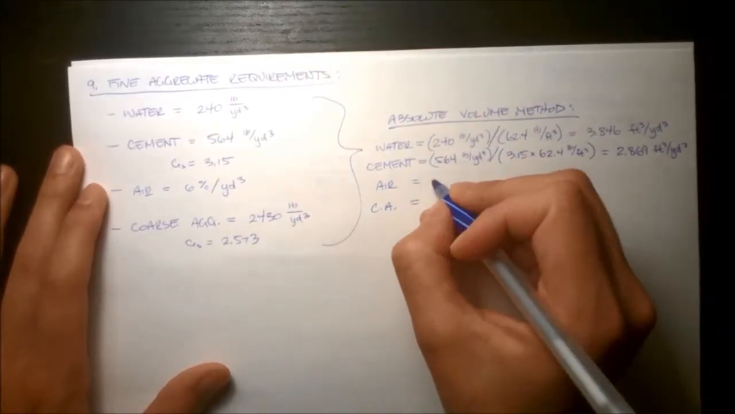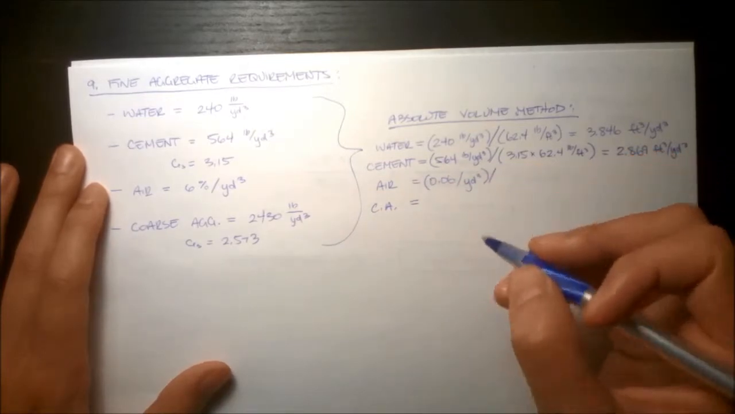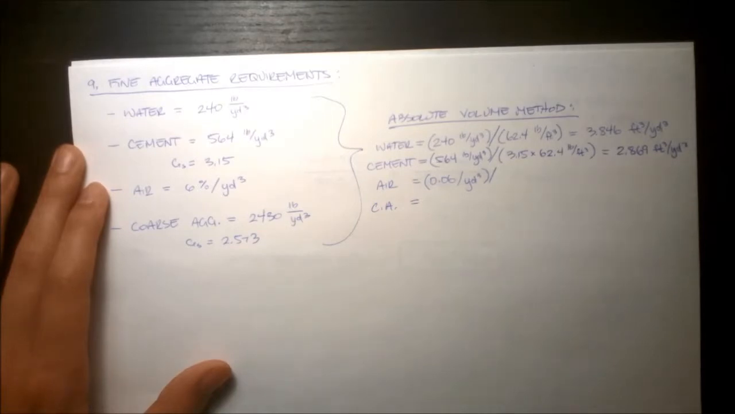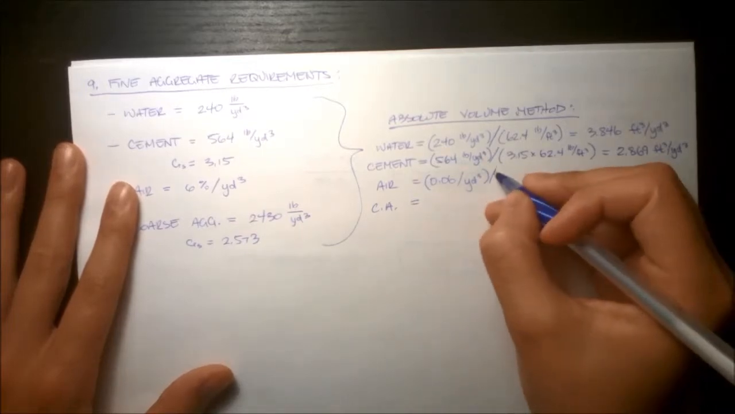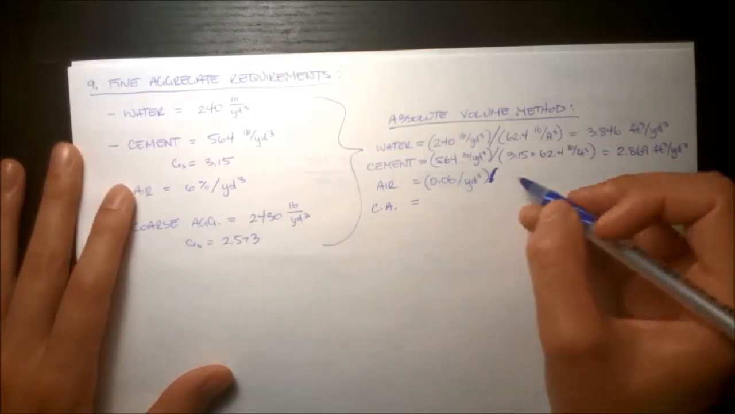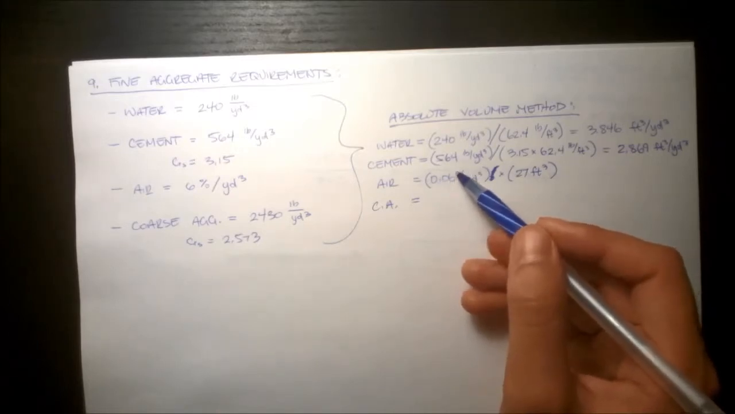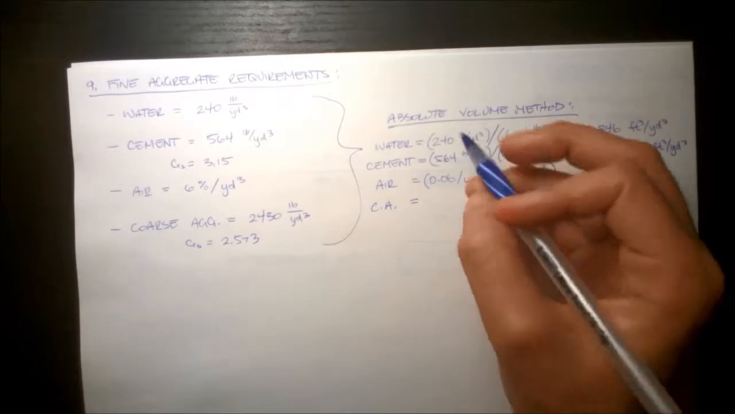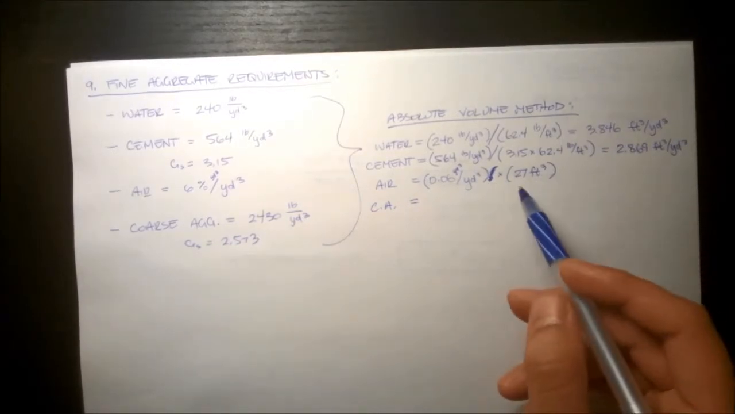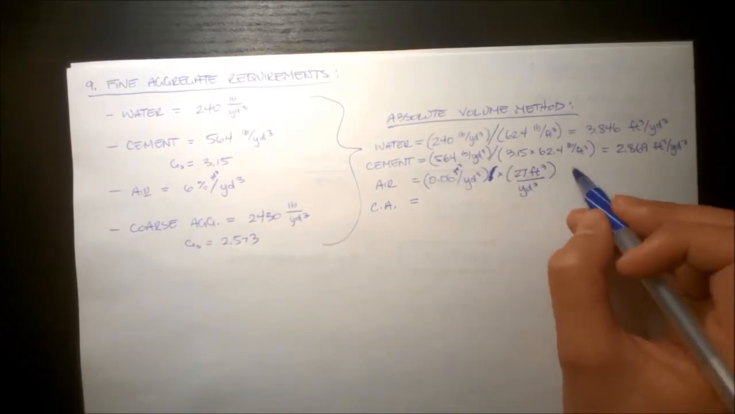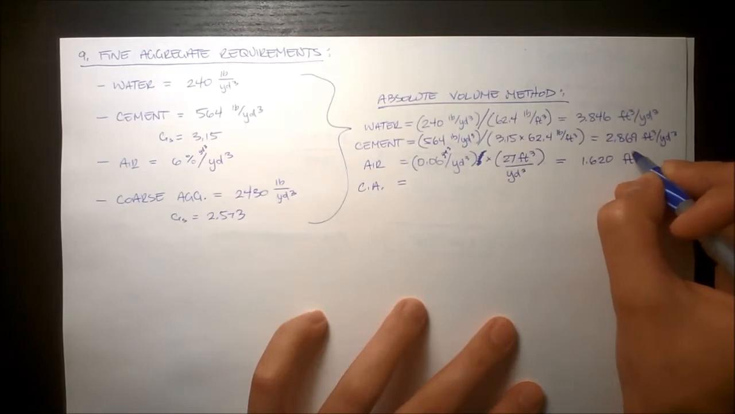In the case of the air, we have 6%, so we'll do 0.06 per yard cubed. Is it going to be divided by? How does that work? So it's going to be multiplied by 27 feet cubed. So it's 1 yard cubed. So it's 0.06 of 1 yard cubed per cubic yard. You multiply that yard cubed by 27 feet per cubic yard, and that gives you 1.620 feet cubed per yard cubed.